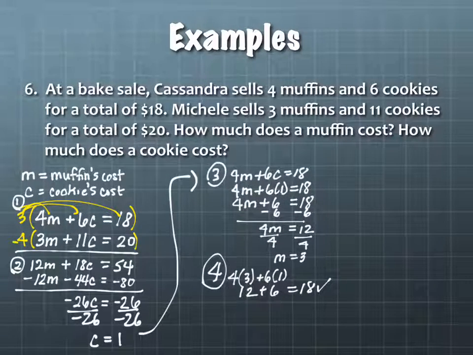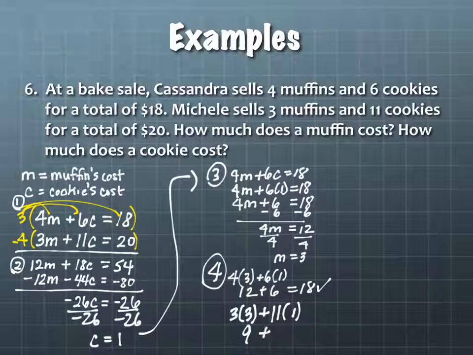And then we're going to do the same thing with the second equation. It was 3 times m, which is 3, plus 11 times 1. So that's 9 plus 11, and that equals 20. Also good. If you don't show me the check step, that's okay.